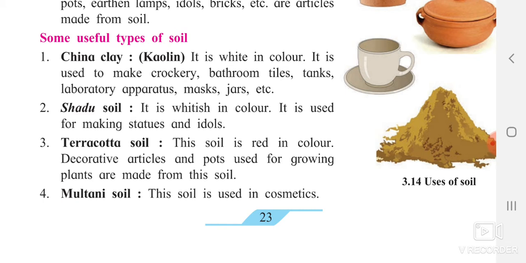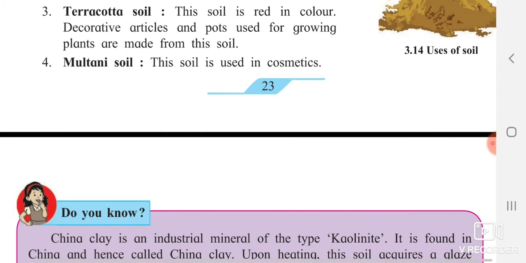Terracotta soil means what? This soil is red in color. The decorative articles and pots used for growing plants are made from this soil. So particularly the small pots which are red in color, brown in color, and we keep the small plants in them. Those particular utensils or articles are made from this terracotta soil. And multani soil means multani mitti, which we are using for cosmetics, on our face, and for varieties of cosmetic products. Okay, so these are some useful types of soil.